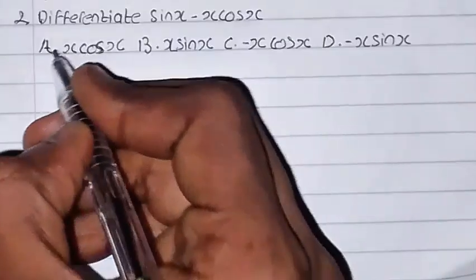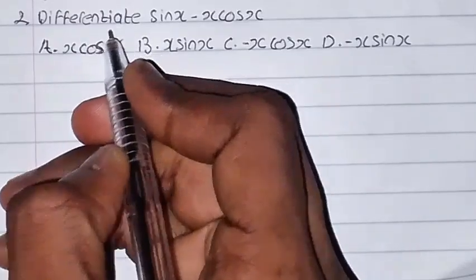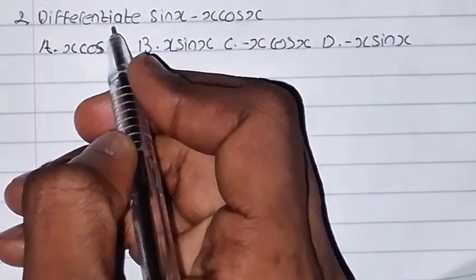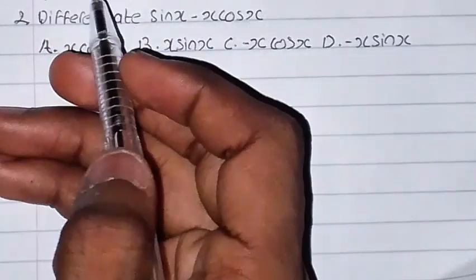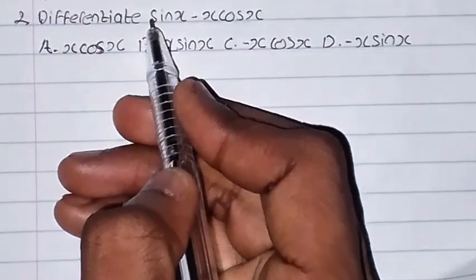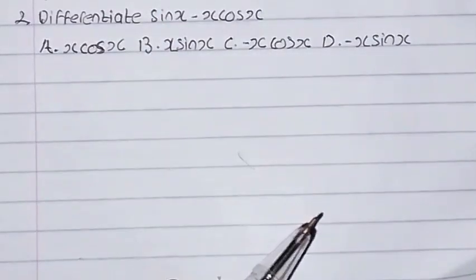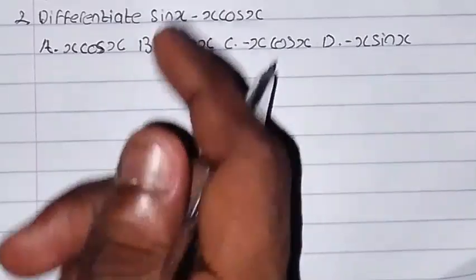Which is option B. Question 2 says: differentiate sine x minus x cos x. As we did for question 1, we're first going to find the first derivative of sine x, then the first derivative of x cos x, and then we're going to combine both and see which option our answer tallies with.